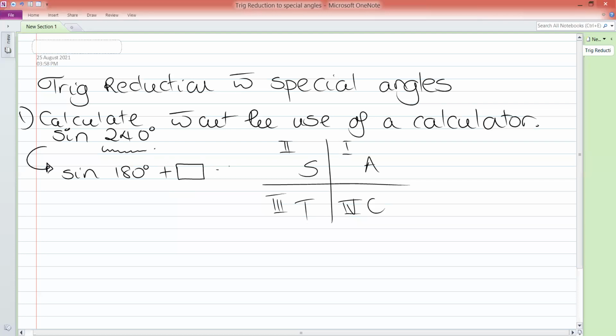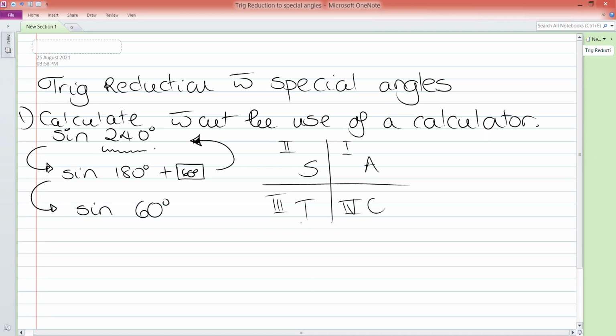180 plus something will give us 240. What is that thing that I must put in the block there? 60. Perfect, so that's going to be 60 at that point. Now that we know it's in the third quadrant and it's 180 plus theta, our theta this time is 60 degrees, we can then reduce that further to sine 60 degrees, but there's a sign missing here.